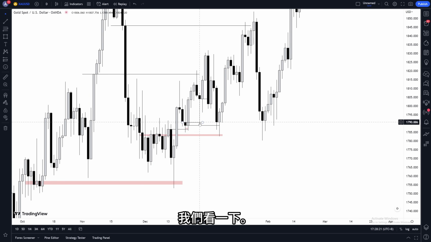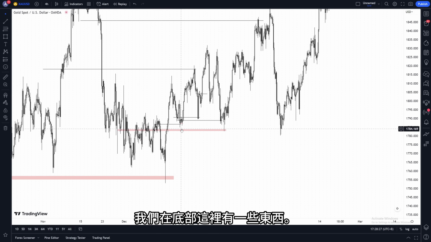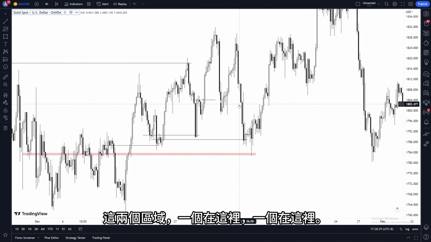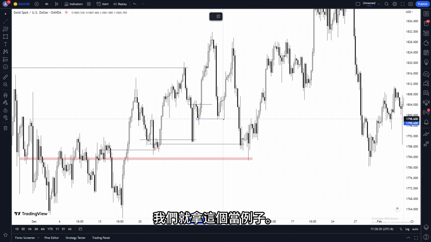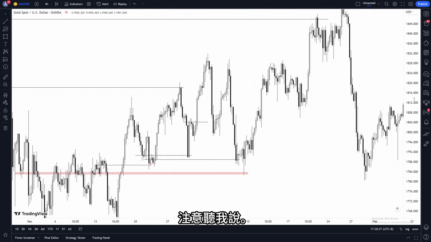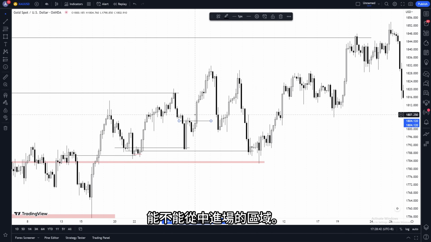can absolutely enter in here and you can see we have rejection. So there's a daily. Maybe we go to the H4, right? And we're taking a look. Okay, what's popping up in there? You know, what's happening in there, kind of thing. So you can see over here we rejected from here. We have something at the bottom here. These two areas, one here, one here. Oh, look, it's rejecting. It's beautiful. All of these things, right? So let's just take that for an example.